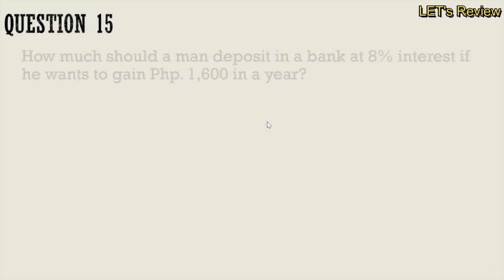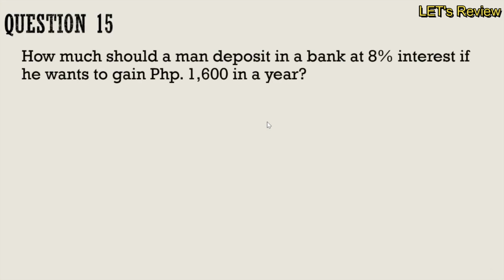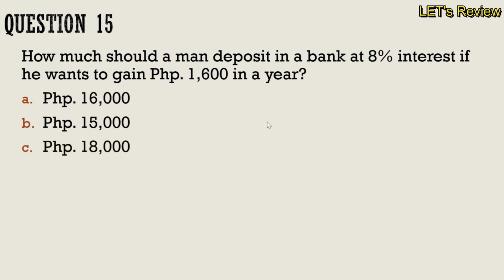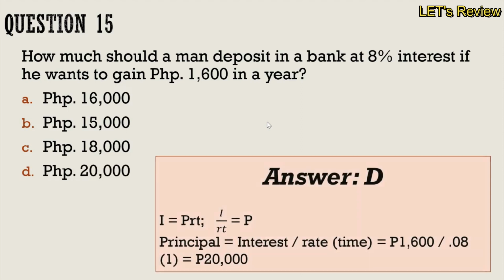Question 15. How much should a man deposit in a bank at 8% interest if he wants to gain 1,600 pesos in a year? A. 16,000 pesos. B. 15,000 pesos. C. 18,000 pesos. D. 20,000 pesos. The answer is D.